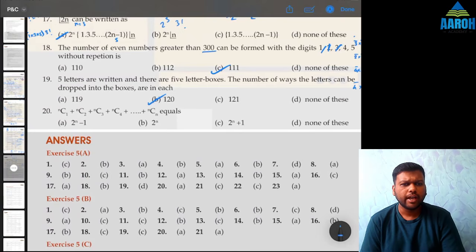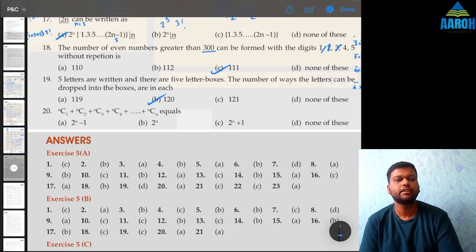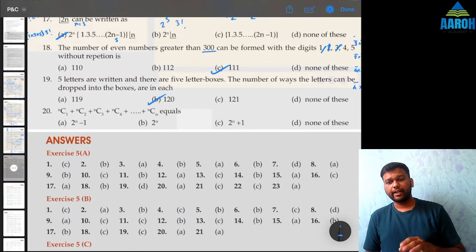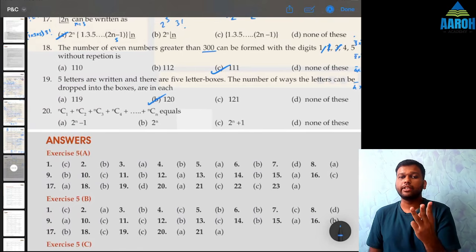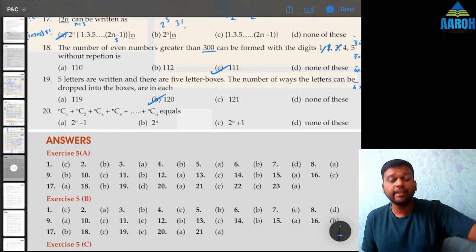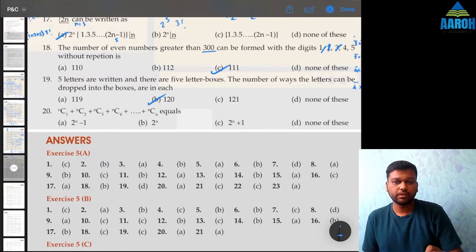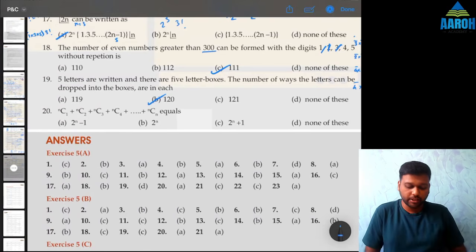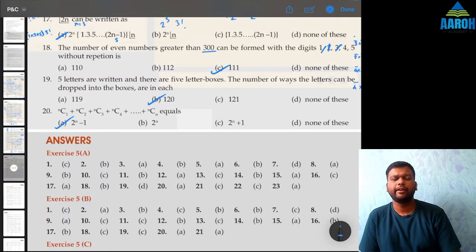Next. NC1 plus NC2 plus NC3 plus NC4 up to NCN equals. Now if you observe, this is nothing but you are selecting one thing or two things or three things or four things or n things. That means you are selecting any number of items from n items. There is a formula for this. Selecting any number of items from n items is 2 raised to n minus 1, which is option E.